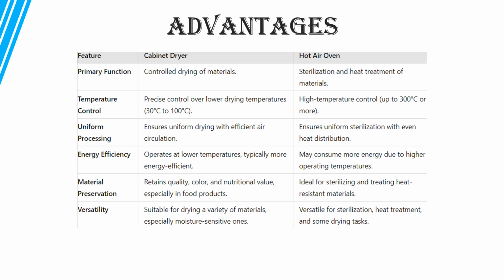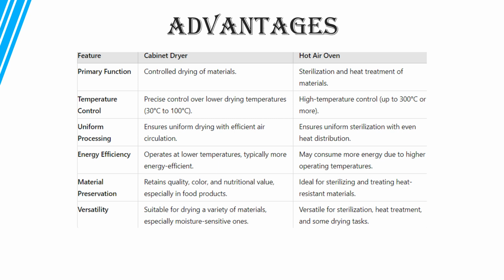Then energy efficiency. In that, cabinet operates at lower temperature and is typically more energy efficient. Look at the temperature control for cabinet, it is much lower when compared to oven. Since it is operating at the lower temperature, the energy is efficient. And for oven it may actually consume more energy due to higher operating temperature. So the temperature for oven, as we have seen, is up to 300 or even more.